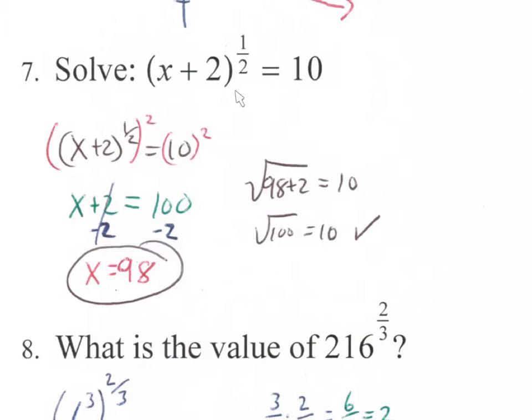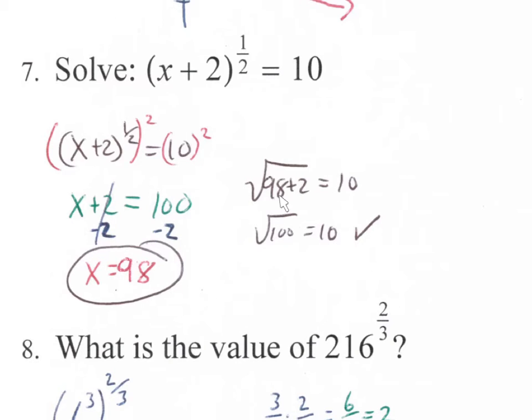Alright, to solve this one, this is a square root. A 1/2 power is a square root. To get rid of a 1/2 power, you're going to square both sides. First, because you know it's a square root. Second, because when you multiply these powers, you get 1. So this would just become x plus 2. And 10 squared is 100. Then, you minus the 2 over. My answer is 98. But we have to check it. Always check. So my answer is 98.